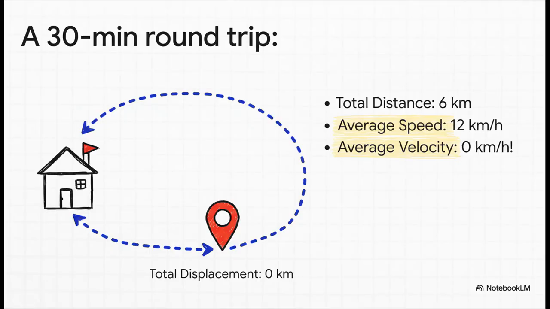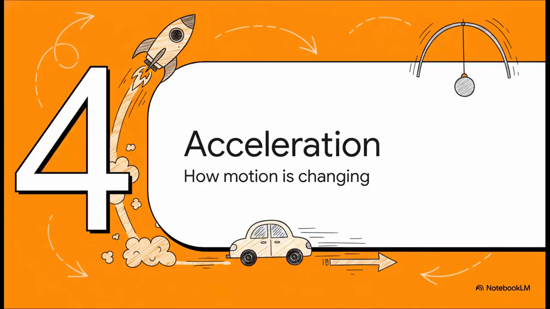Okay, let's run the numbers on this 30-minute trip. The total distance you traveled was 3 kilometers there and 3 kilometers back. So 6 kilometers. But what was your displacement? Well, you ended up exactly where you started, back at home. So your change in position is 0. And this leads to a really wild result. Your average speed for the trip was 12 kilometers per hour, but your average velocity was 0. How crazy is that?